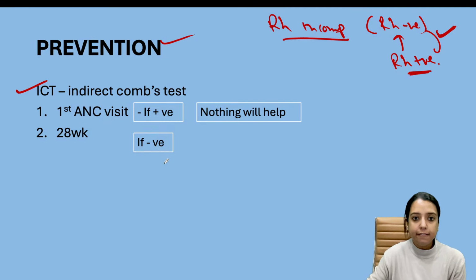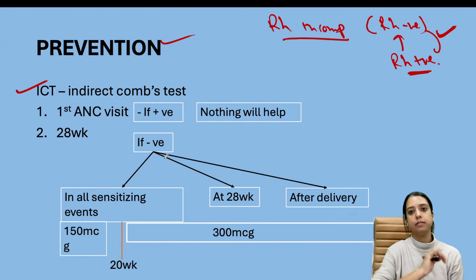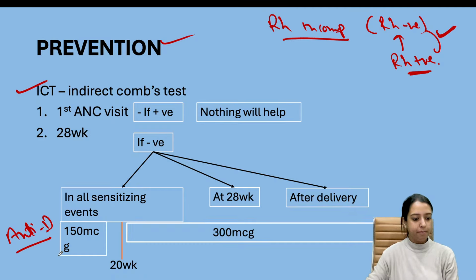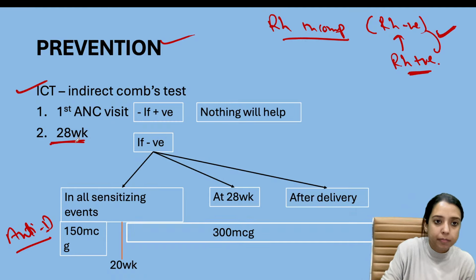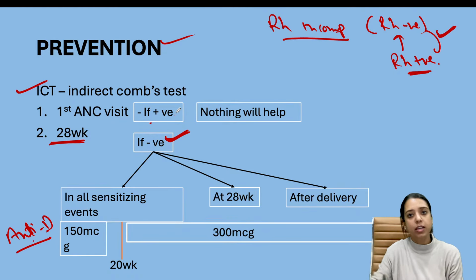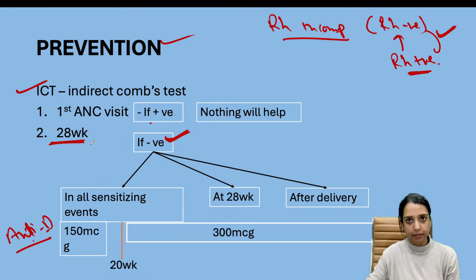So if it is negative, it means I have to give something so that antibodies don't form. What will I give? I will give an anti-D injection so that she doesn't form any antibodies. Important is, when is it given? It is given at 28 weeks. But it is given only when my ICT is negative, because if it is positive, it will not help. Its job is prevention. How will it help if antibodies have already formed? So if my ICT is negative, I will give anti-D at 28 weeks.